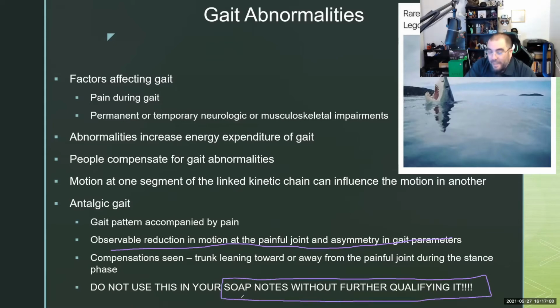So what do I mean by that? If Anthony was to turn in a SOAP note that said patient presented with antalgic gait today, secondary to increased pain in the posterior popliteal fossa during stance phase, that tells me something. Whereas if he just says patient had antalgic gait, when? How? Why? To what extent? Right?